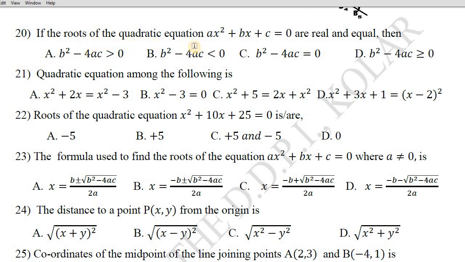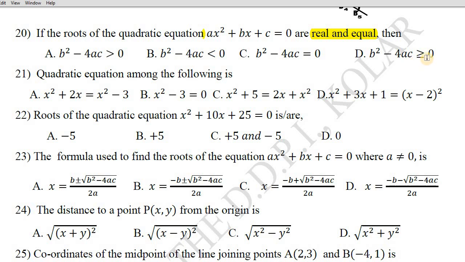If the roots of the quadratic equation ax square plus bx plus c equals 0 are real and equal. So the standard form of the quadratic equation is given, and they clearly said here that they have real and equal roots. Then what could be the option? Option A is b square minus 4ac is greater than 0. Option B is b square minus 4ac is less than 0. Option C is b square minus 4ac equals 0. Option D is b square minus 4ac is equal to or greater than 0.